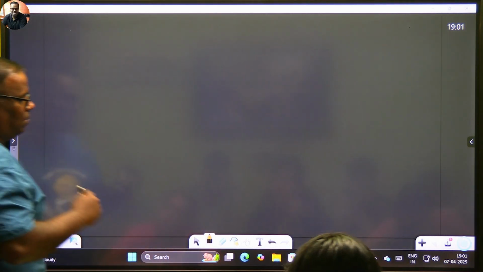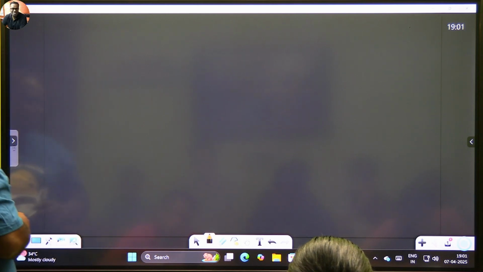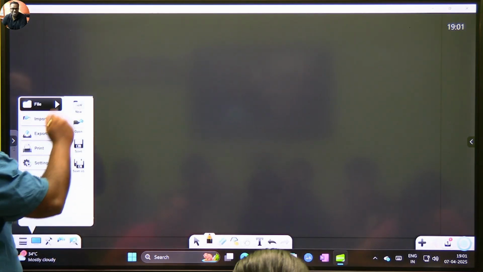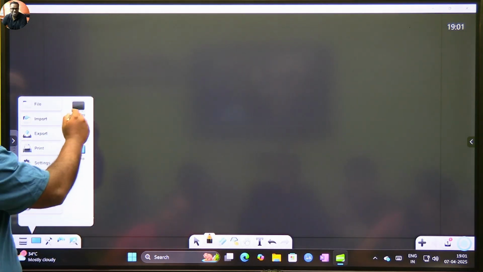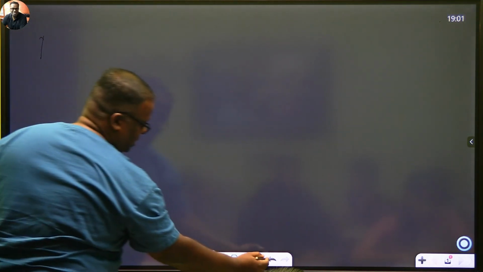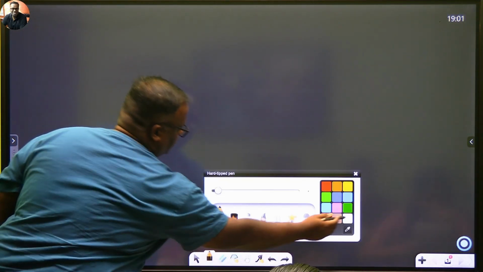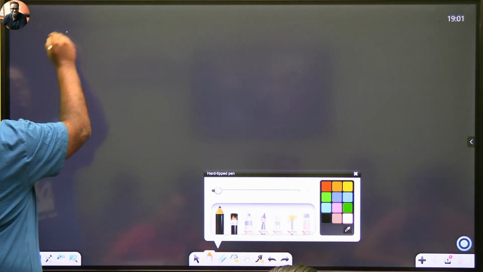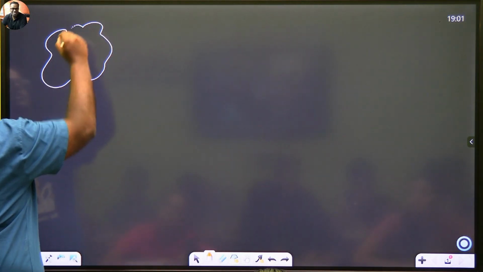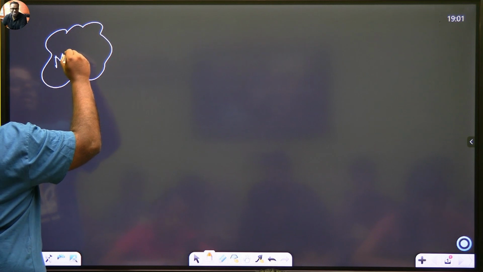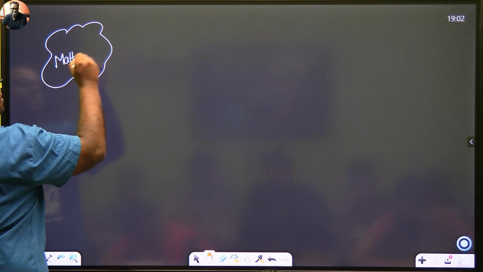Our first chapter is named Matter in Our Surroundings. So let's see, and let's have our discussions. The first word for our chapter will be matter, and how we will go into this chapter, we will see our chronology. Matter. We need to know a little bit about matter.